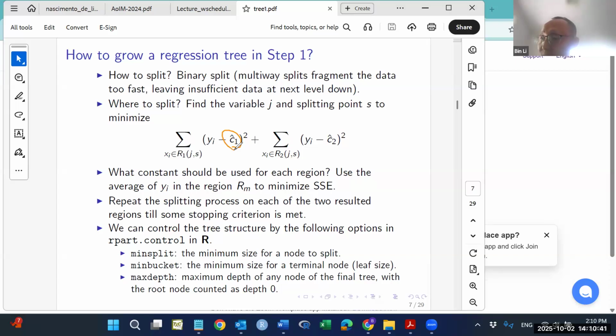If that is very simple, then how do we find C1 hat? Very simple. It's the average of the response values for all the samples that fall into region 1, R1. And what is C2? C2 is the average of the response values for all the samples that fall into region 2, R2. So you can see that when we do the exhaustive search, C1 and C2 are very easy to get. It's just the average.